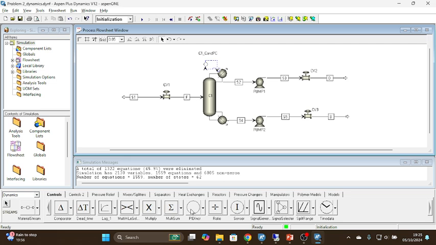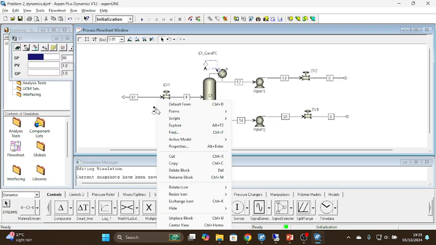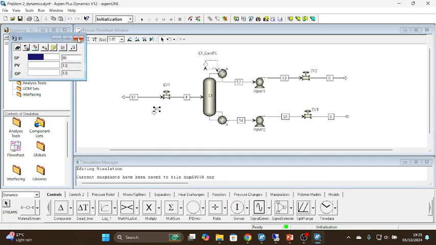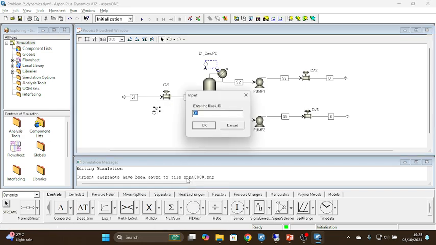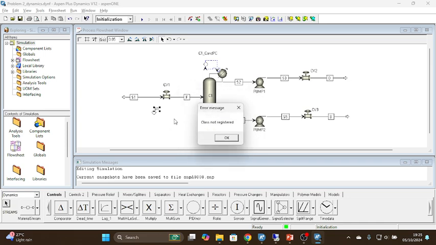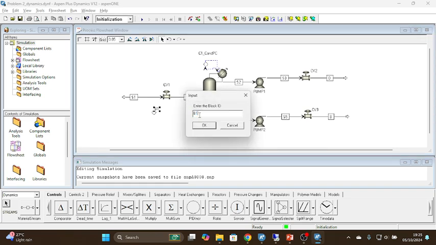So for that we are going to select this over here, and we are placing one controller. So this becomes B1. Let us rename this. This is a controller, right? So let us rename this as C1. This is a flow controller. So let us rename this as FC.